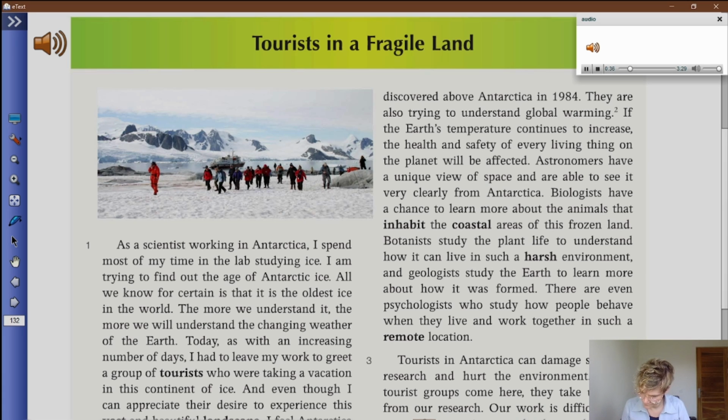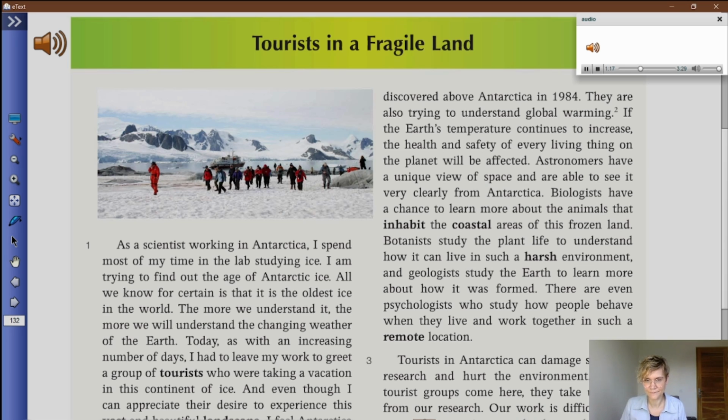Today, as with an increasing number of days, I had to leave my work to greet a group of tourists who were taking a vacation in this continent of ice. And even though I can appreciate their desire to experience this vast and beautiful landscape, I feel Antarctica should be closed to tourists. Because Antarctica is the center of important scientific research, it must be preserved for this purpose.